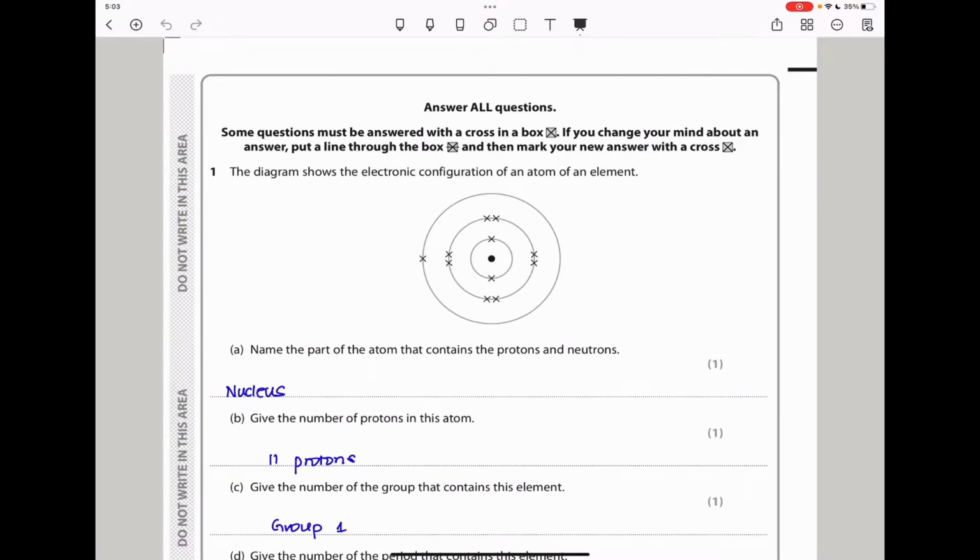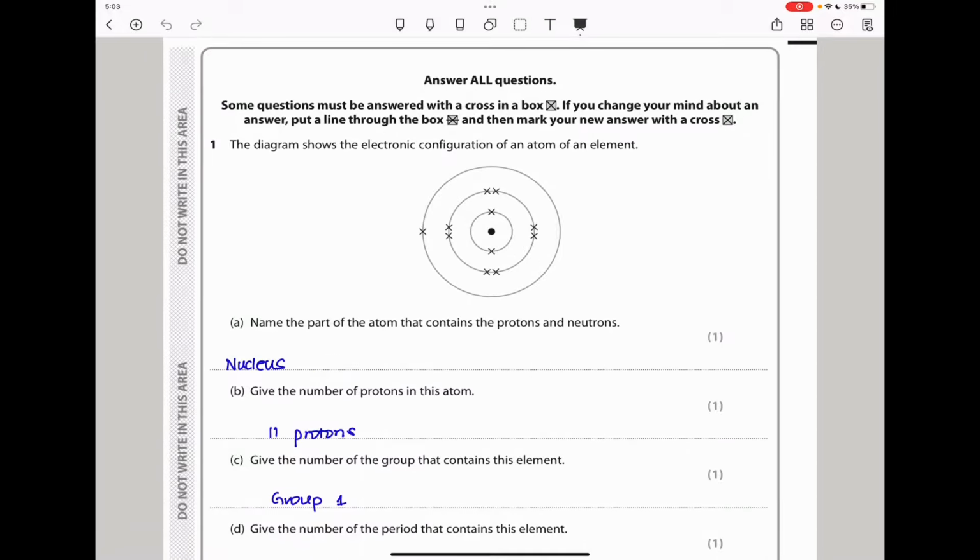Question 1 says the diagram shows the electronic configuration of an atom of an element. So here we can see, here we have 1, 2, 3, 4, 5, 6, 7, 8, 9, 10, 11. There are 11 electrons. So they say, name the part of the atom that contains the proton and neutron. So the protons and neutrons are contained inside the nucleus, so the answer should be nucleus.